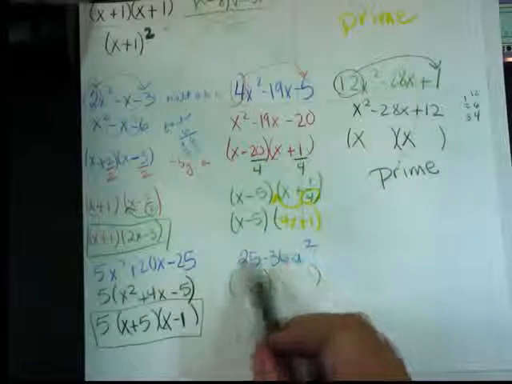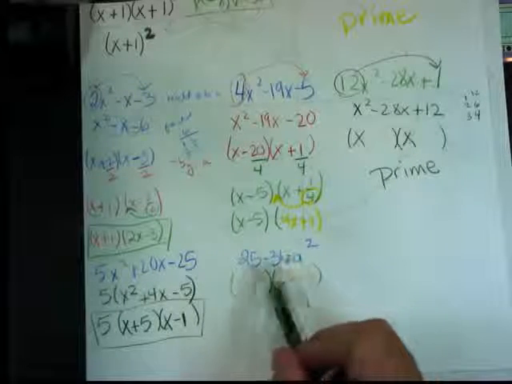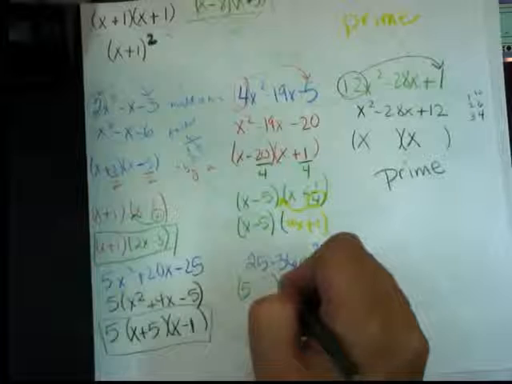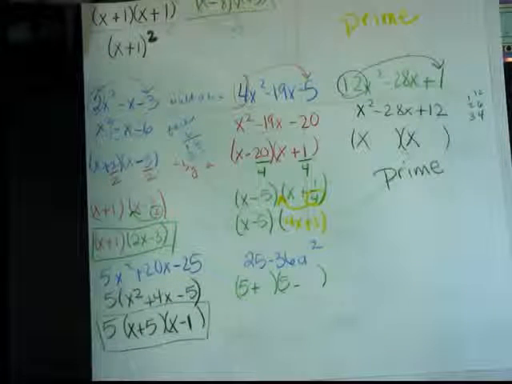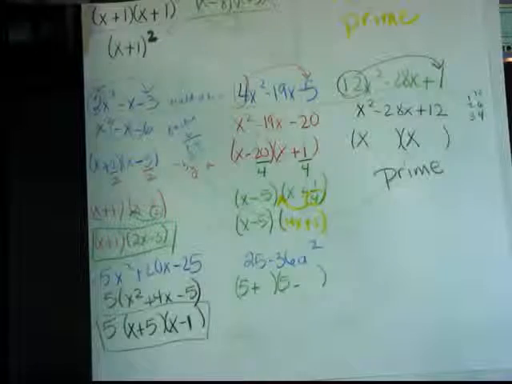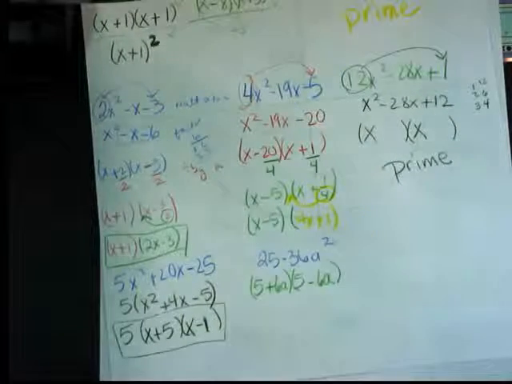There's no GCF, so we consider difference of 2 squares. 25 is 5 and 5. Difference of 2 squares always have opposite signs. And then 36a squared is going to be 6a.